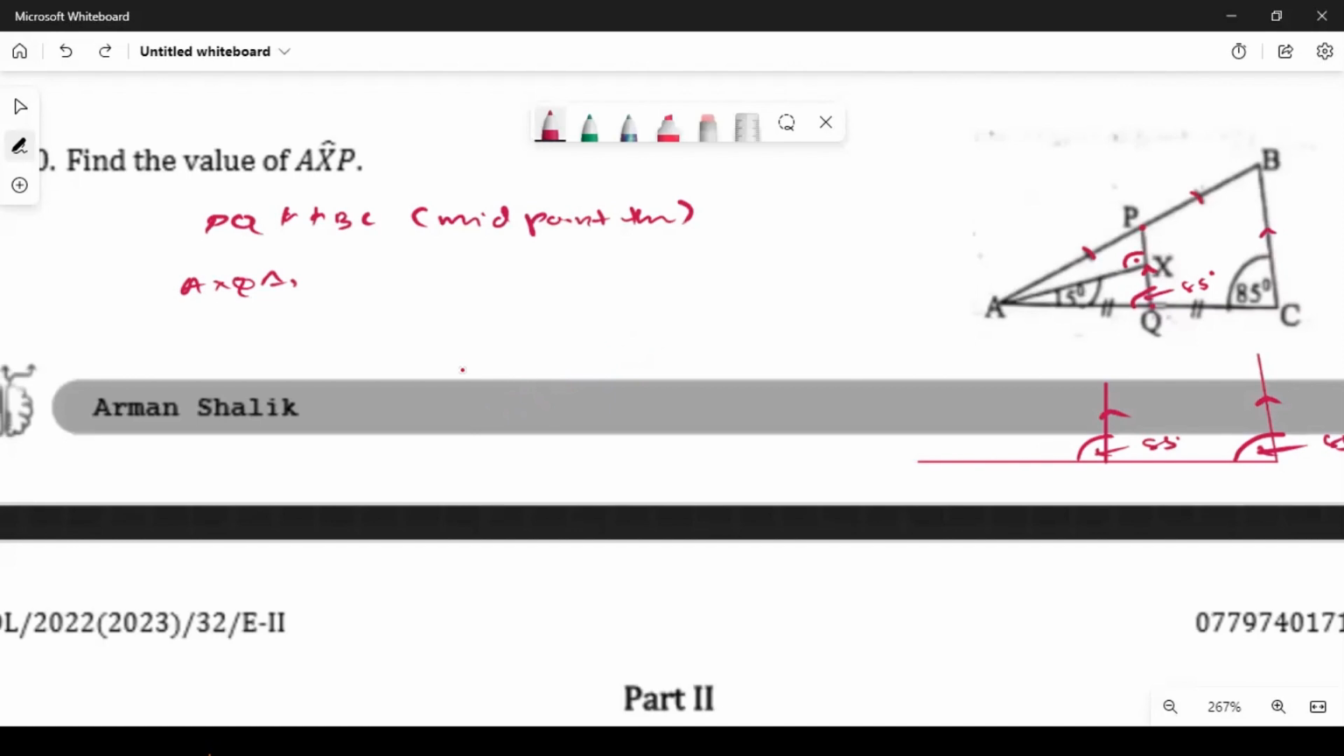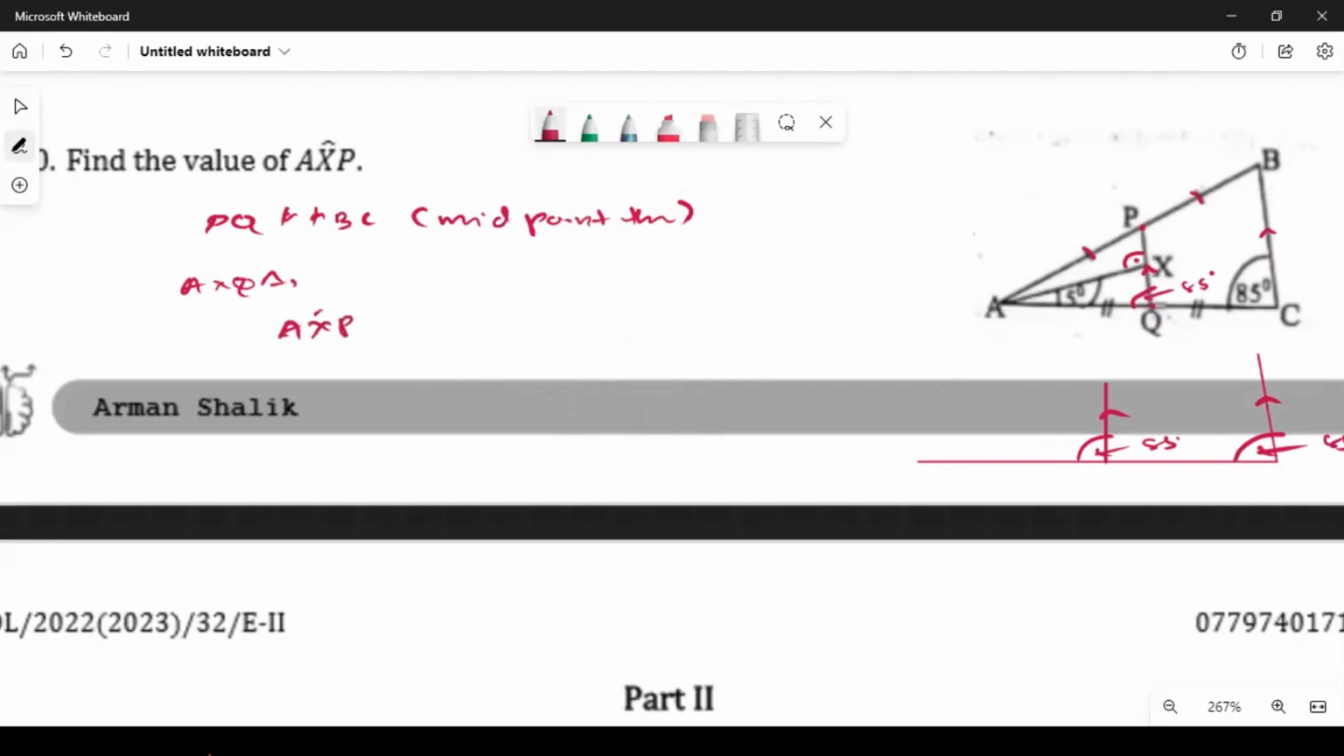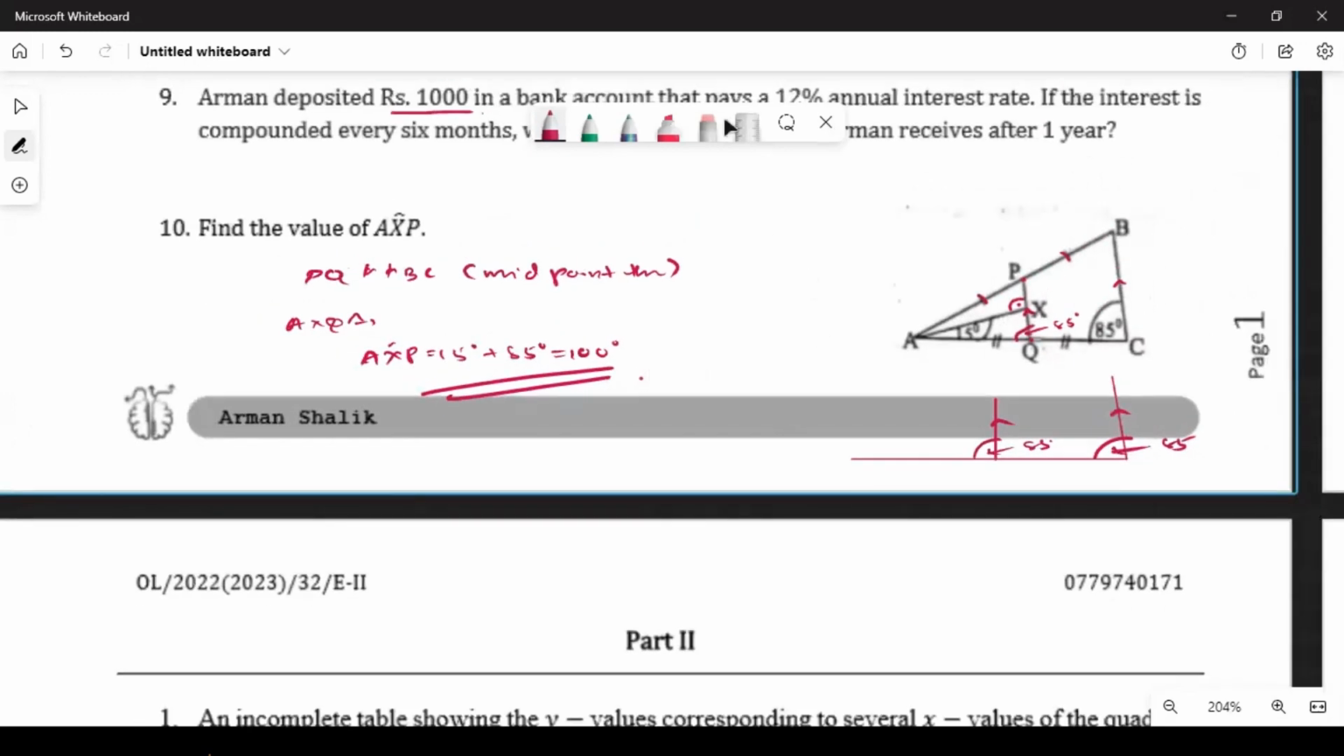So if you consider this AXQ triangle, and this side is produced till P, this is the angle we need, AXP. This angle's value is given as 15, this angle value is 85. So this angle we can calculate. What is it? Exterior angle. Exterior angle of a triangle is equal to the sum of the interior opposite angles. So our target angle AXP is equal to the sum of the interior opposite angles, 15 degrees plus 85 degrees, which is equal to 100 degrees. Done.